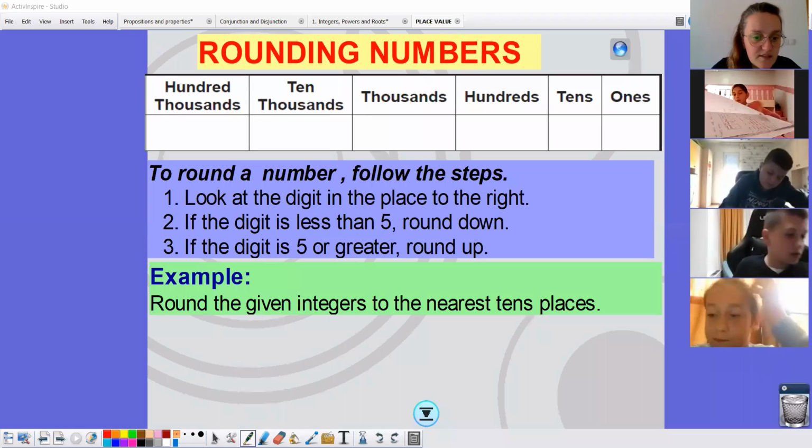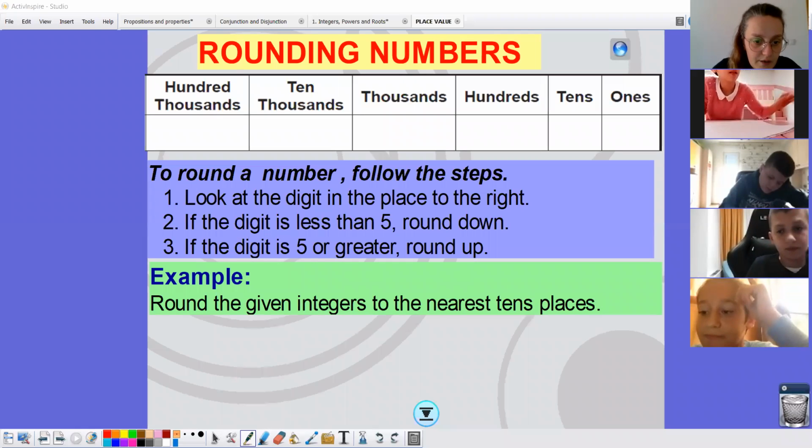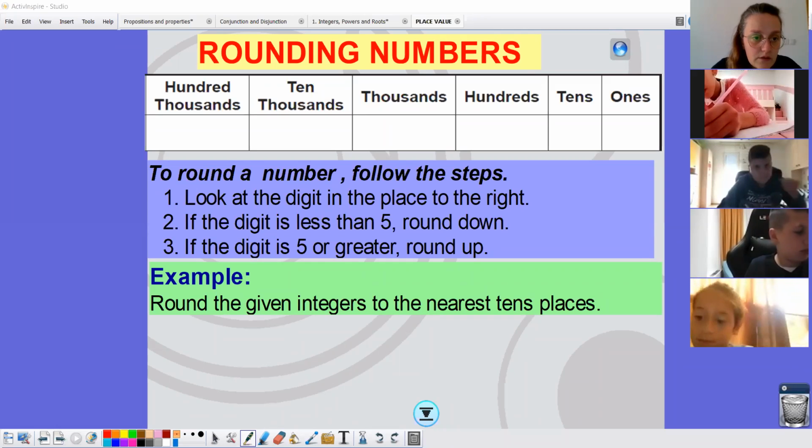Rounding numbers. What does it mean, rounding numbers? What do you think? Rounding.